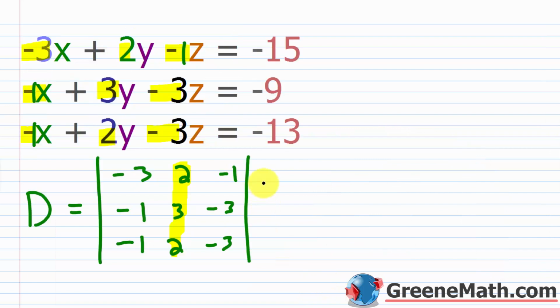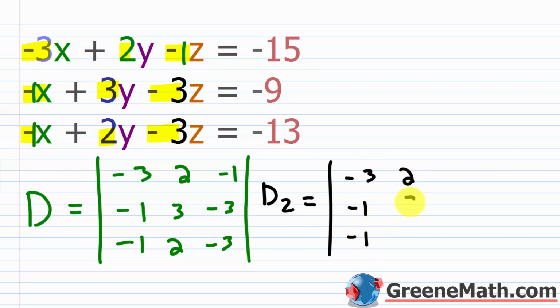So now we just need to find d sub z. Okay, so that's the last one. So again, it's the same thought process. So these first 2 columns will be the same. So -3, -1, -1, 2, 3, and 2. And again, I'm looking at the column here that corresponds to the coefficients for this variable. Okay, so I'm going to replace this with the constants of the system. It's just that easy. So -15, -9, and -13.